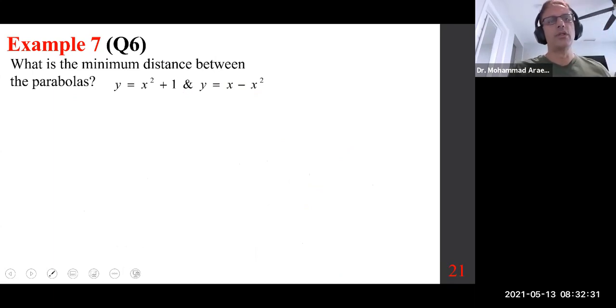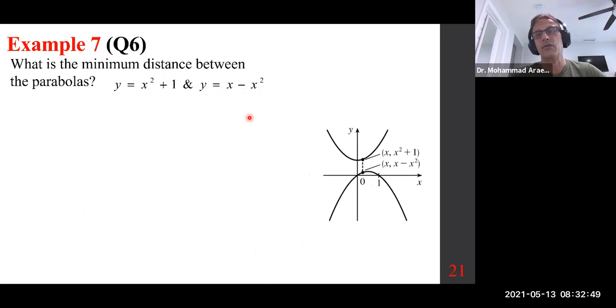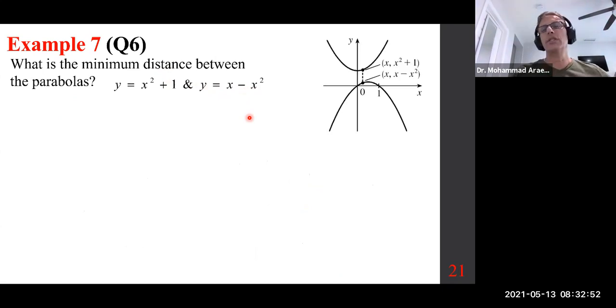Something slightly different. What is the minimum distance between the two parabolas? The very first thing is to graph it. I hope you know how to graph this. This is y equals x squared shifted up by 1. This one, you see that it opens down. x equals minus b over 2a is the location of the vertex, a couple of pairs, meaning intercepts, and you have the graph.